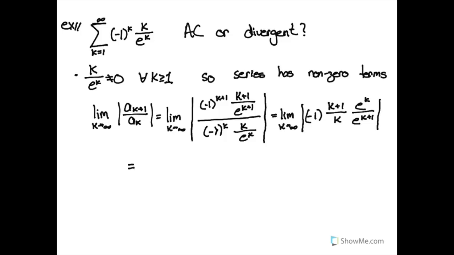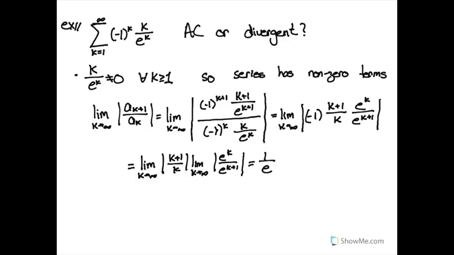And I can take the limit. The minus 1 goes away because of the absolute values, and then I can split up the limit among the two terms. So this is equal to the limit as k goes to infinity of (k plus 1) over k, times the limit as k goes to infinity of e to the k over e to the k plus 1. The first limit here is just 1, and the second one is just 1 over e, so this is equal to 1 over e.